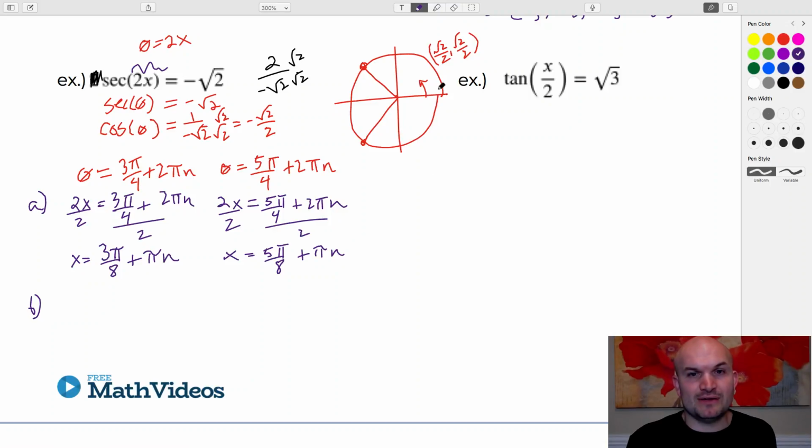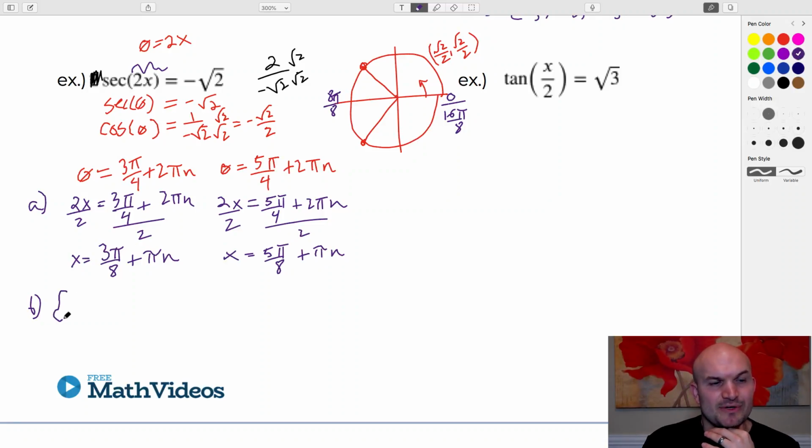Now, when we're looking around, here's 0. In terms of 8, this would be 8 pi over 8, and then 2 pi would be 16 pi over 8. So what I'm going to do is plug in numbers for n, and keep adding them to my solution set until they're not between 0 and 16 pi over 8. So the easiest number to pick here is when n is equal to 0.